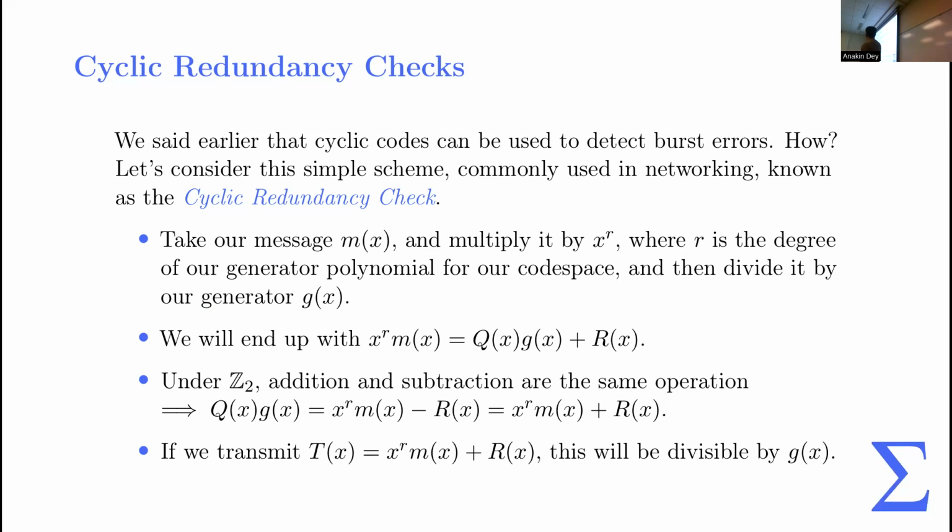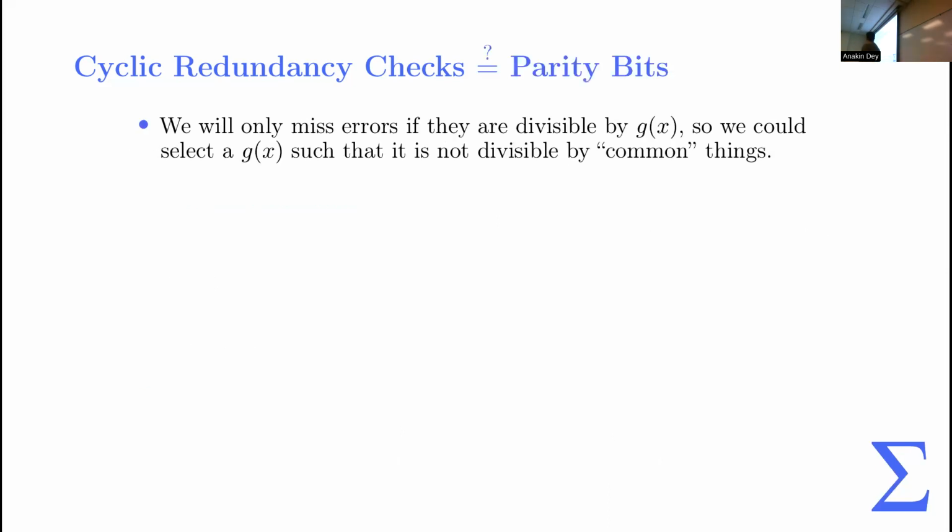If we transmit this message, this will be divisible by G of X. So we could do polynomial division. If we get no remainder, there's no errors. If we get a remainder, there's an error. Maybe. Or actually, if we get no remainder, there's no error, probably. If we get a remainder, there's definitely an error.